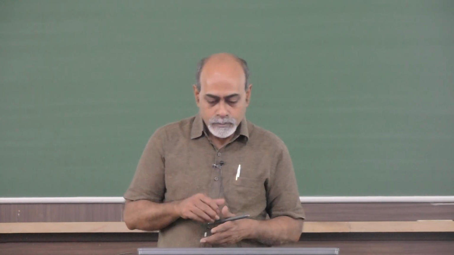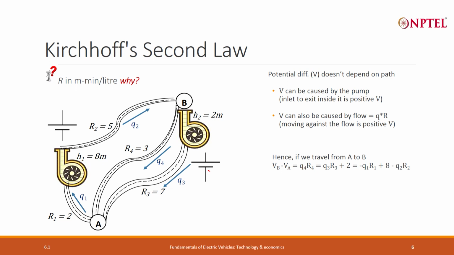Now, if we decide to travel from A to B, any 2 points I can choose, it is just convenient for me to choose the 2 points that are marked there. I find that I can get from point A to point B through 3 different paths. I can go by the middle path, or I can go by the path on the right, or I can go by the path on the left. And what Kirchhoff's law tells me is that no matter which path I take, the potential difference will be the same.